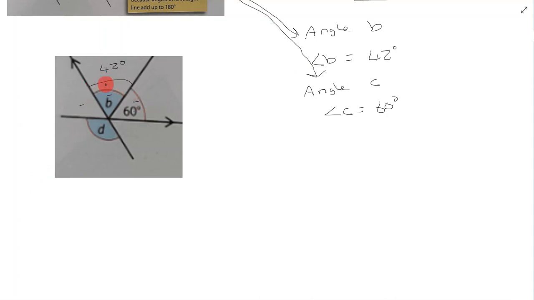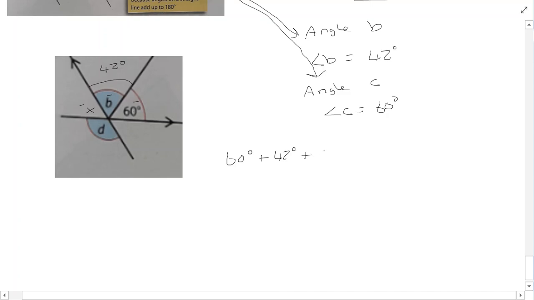Remember the rule: if it's a straight line, the angles all add up to 180 degrees. For now, we'll just call this angle X. So what we can do is add them up. We can say that 60 degrees plus 42 degrees plus X is equal to 180 degrees. So 60 plus 42 is equal to 102, plus X is equal to 180.